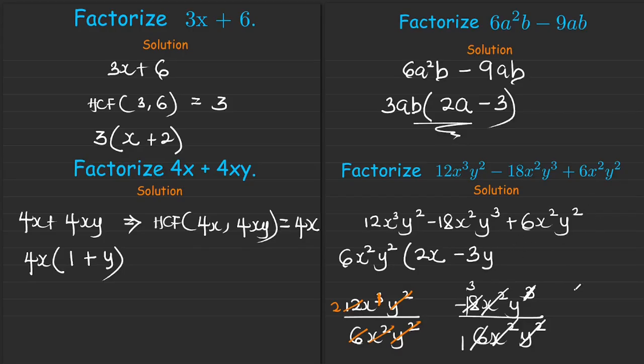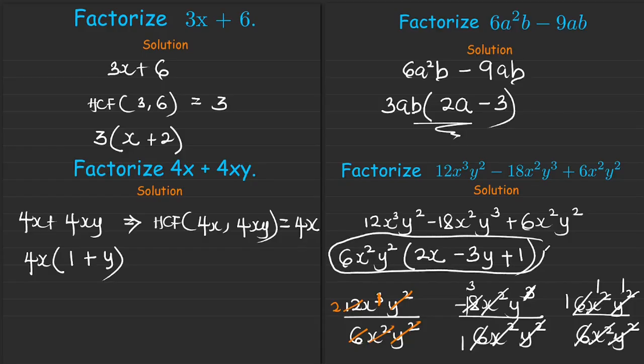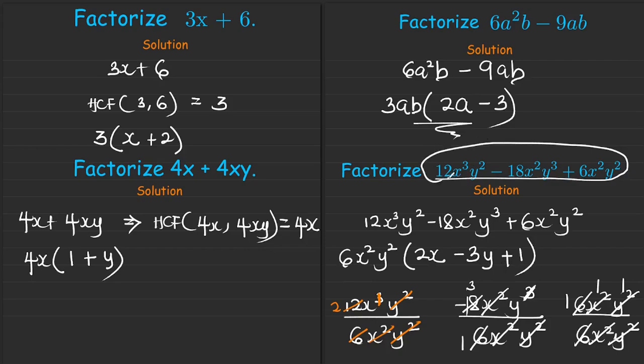Then we come to our last term, which is a 6x squared y squared. And we are dividing it by our highest common factor, which is 6x squared y squared as well. 6 cancels out 6 once. X squared divides x squared once. Y squared divides y squared once as well. So 1 times 1 times 1. And that gives us a positive 1. There is nothing left to simplify. Hence, this is our factorized term, what we have over here. That is our answer. We factorized what we were given in the question.